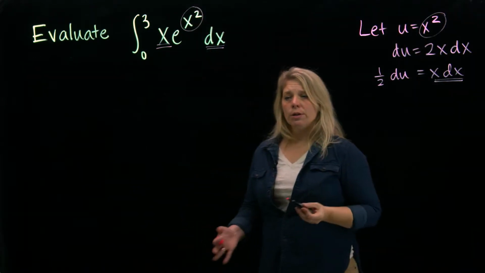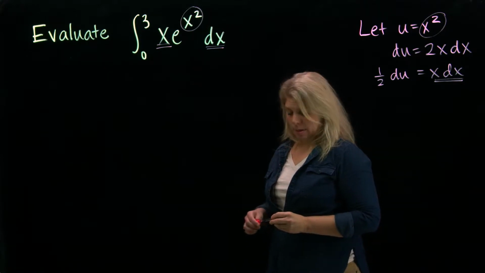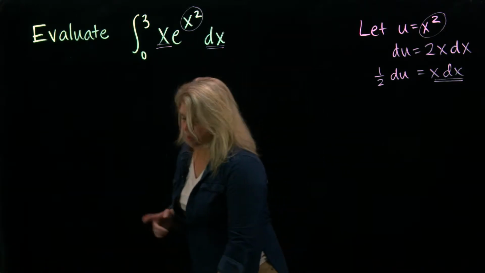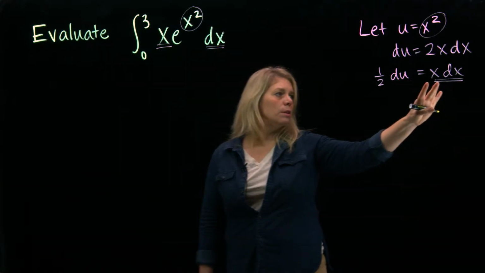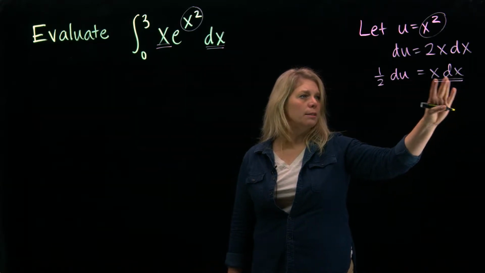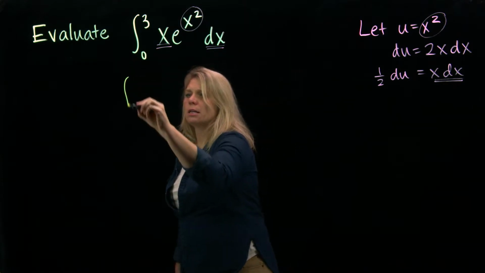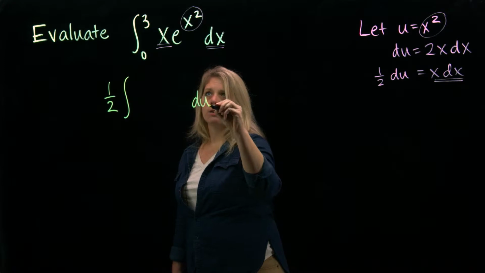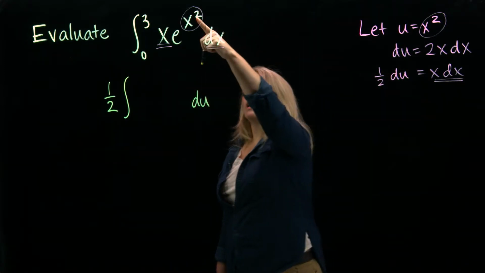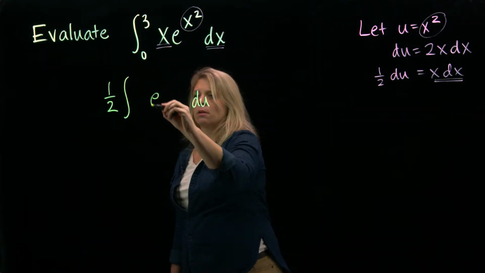All right, so we're doing a U-substitution, this time with a definite integral. So we are going to have a little bit to be careful about here. But let's go ahead and do the substitution here. So in place of the x dx, I'll have 1/2 du. I'm going to put the 1/2 out front, du. In place of the x squared, I'm going to put u.